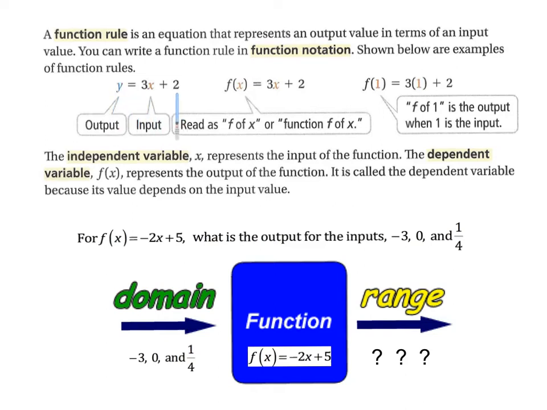This is just a line. But I hope that this is familiar over here. When I write it with an f of x, nothing changed except for the y turned into an f of x. This is called function notation.